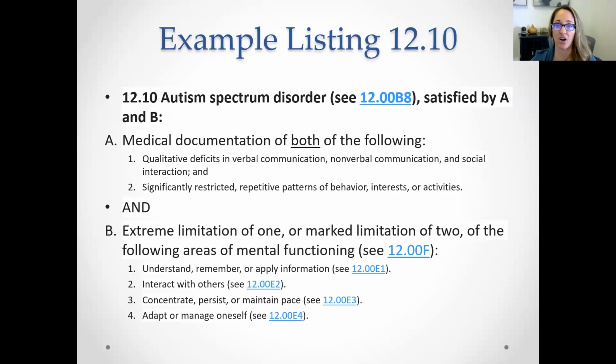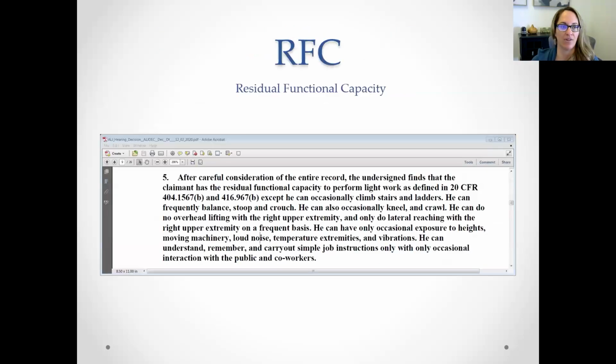So that's what the listings are. It's a lot harder to meet a listing than it might look. So most people don't win their cases at the listing level unless it's very, very blatantly obvious, like the most severe cases. Most people fall into the next category, which is they move on to see if they're disabled because they can't do their past work or any other work. That's where most people fall.